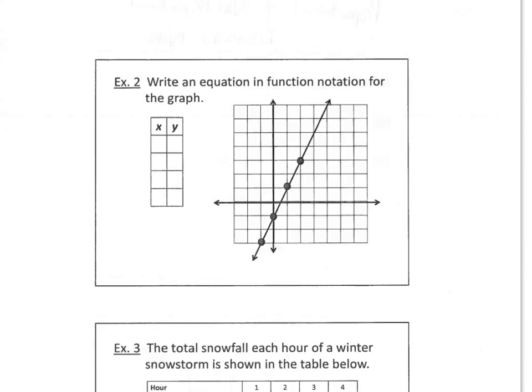All right, so example 2 says, write an equation in function notation for the graph. So we also needed to use our f of x again. So we're going to write it as f of x. We're going to do it both ways, though. Okay, so first things first, let's look at our graph. Does this line, just looking at it, pass through the origin? It does not. Because it does not go through the origin, it's going to be non-proportional.